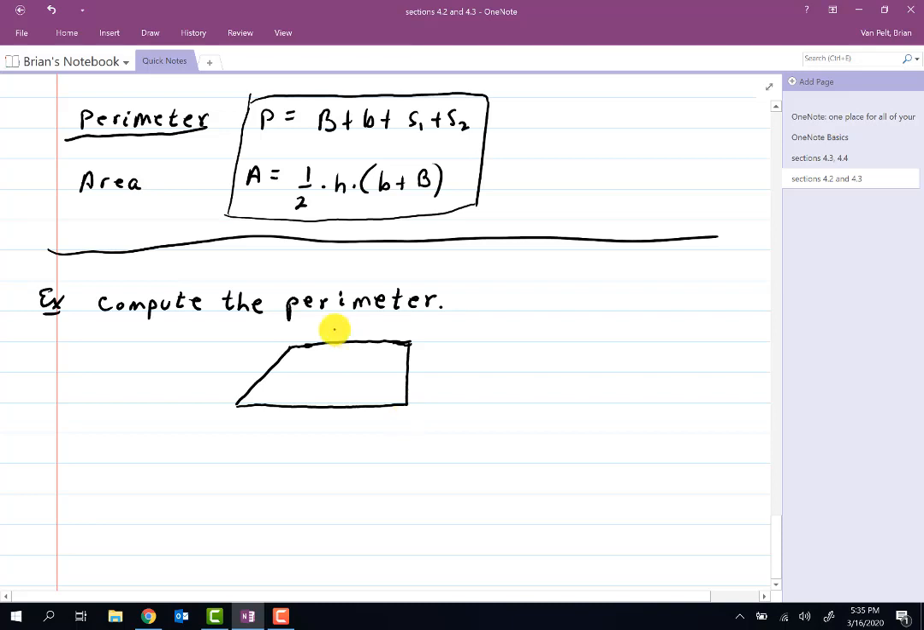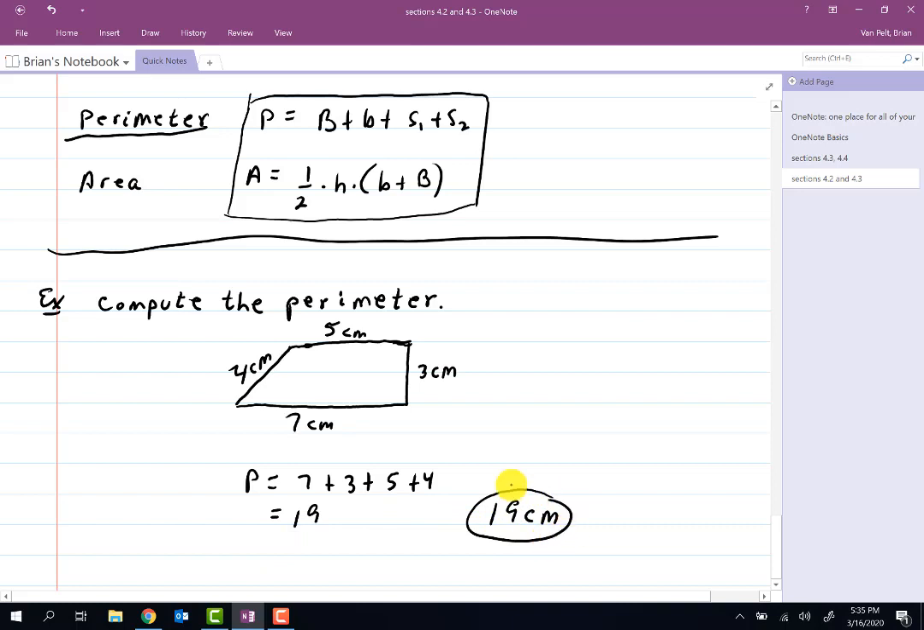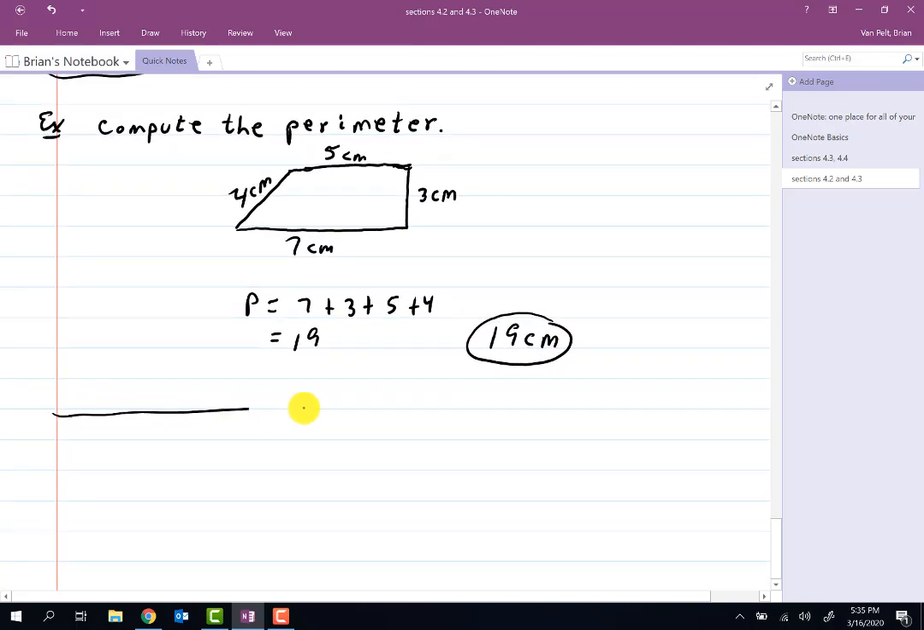We have 5 centimeters for the small base, 7 centimeters for the big base, 3 centimeters for one side, and 4 centimeters for the other side. So for the perimeter, I'm just going to add up all those numbers. I'll start with 7, then add 3, then 5, and then 4, for a total of 19. So our answer then is 19 cm. Throw in your units. And then let's compute the area.